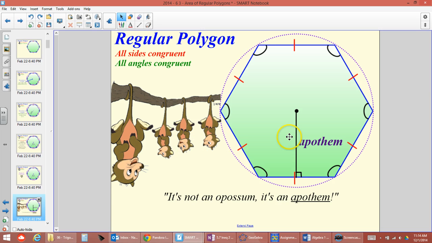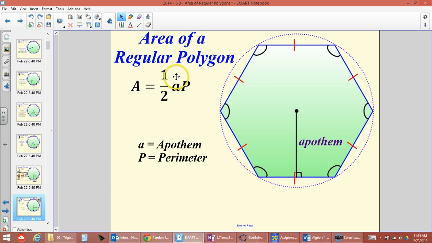Okay, now this one is called the apothem, not a possum, but an apothem. It's not from the center to a vertex, but from the center to the midpoint of the segment. We can use this value to find different area formulas and different things. So here's one. The area of a regular polygon is 1/2 times the apothem times the perimeter of the shape. This is a very unique way of looking at area because generally it's base times height. Well, this uses the perimeter and the apothem.